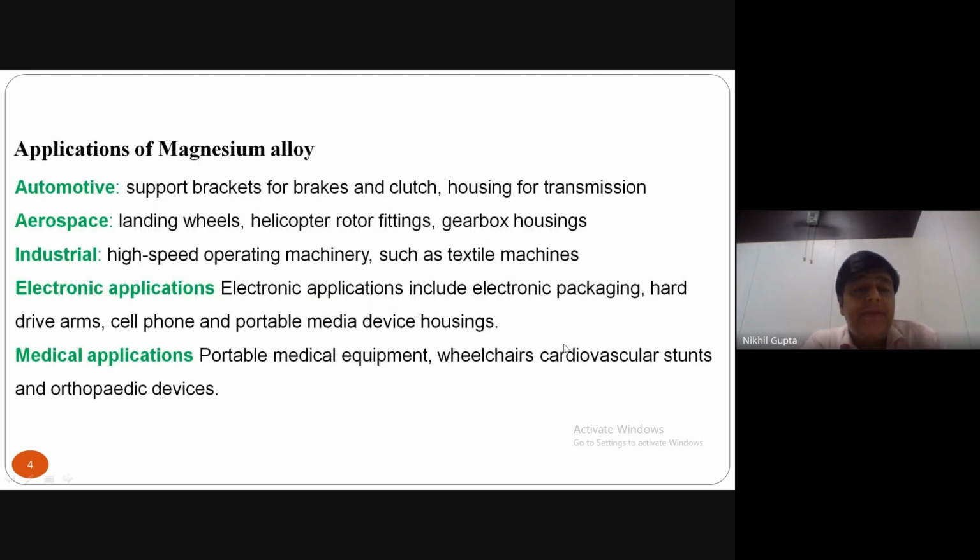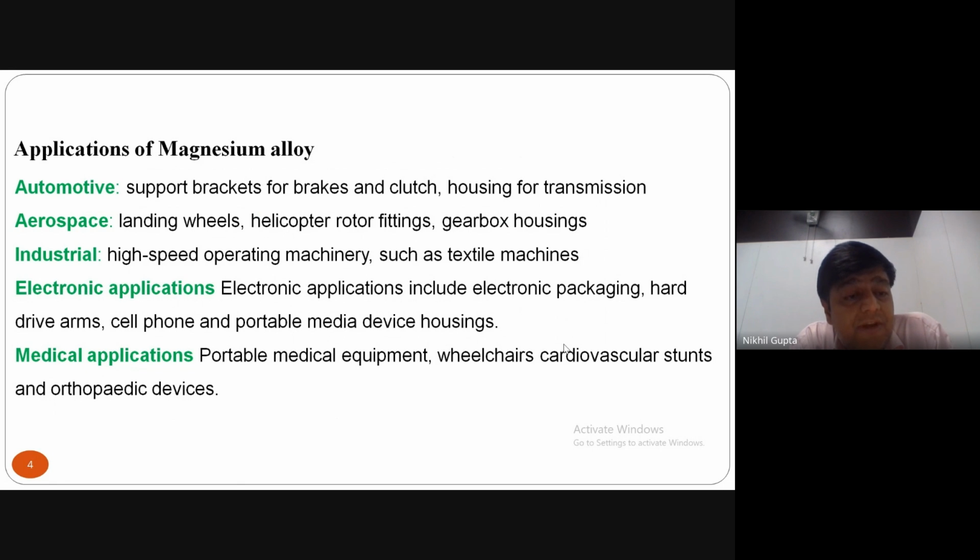Next, if we look at magnesium alloy application fields, sir, it is a very trending material. Now it is used in every field. In the automotive sector, it is used to make support brackets for brakes, clutch, and housing for the transmission system. It is also used in the aerospace sector to make landing wheels, because of the low weight, helicopter rotor fittings, and gearbox housing, sir. In industrial applications, it is used to make operating machinery such as textile machines.